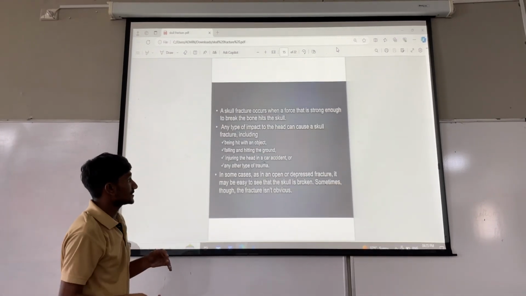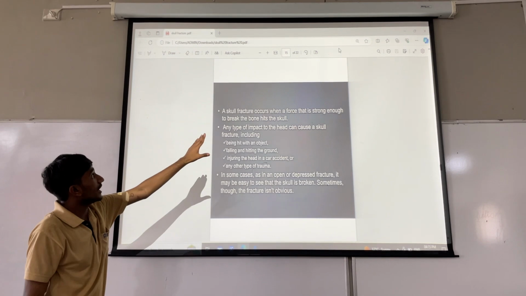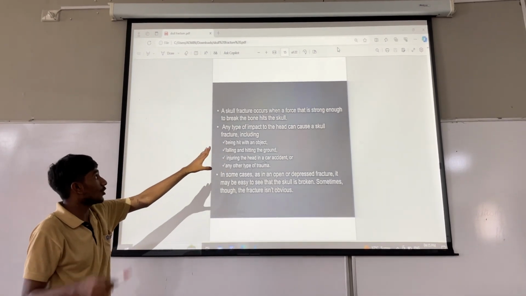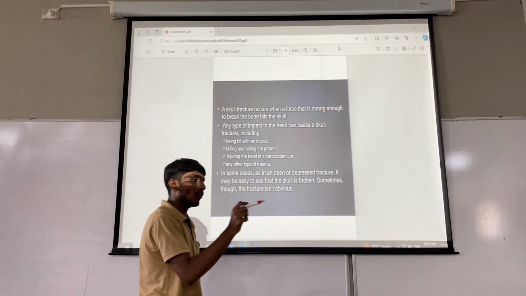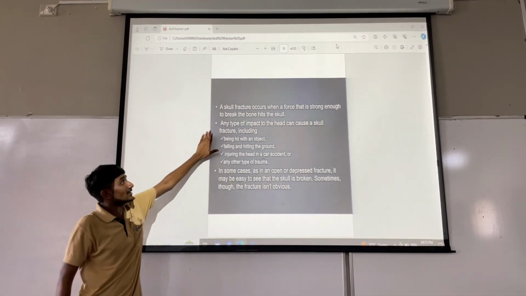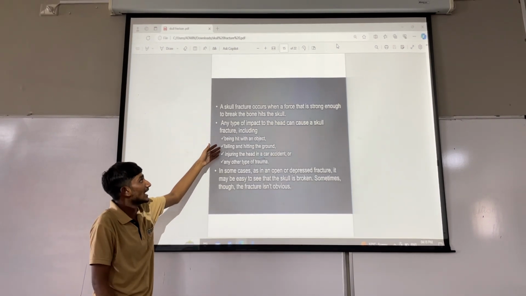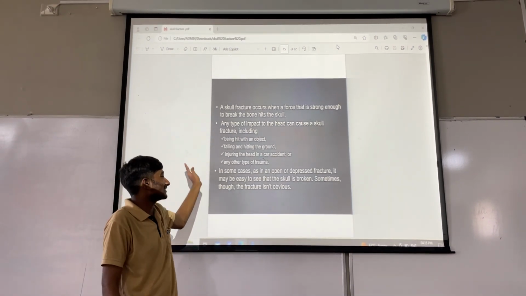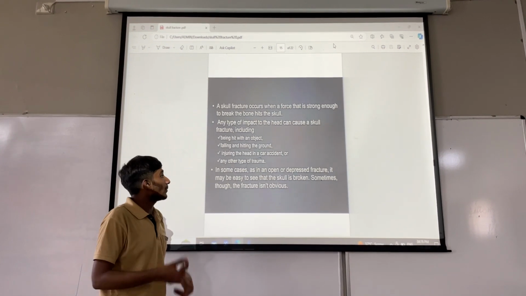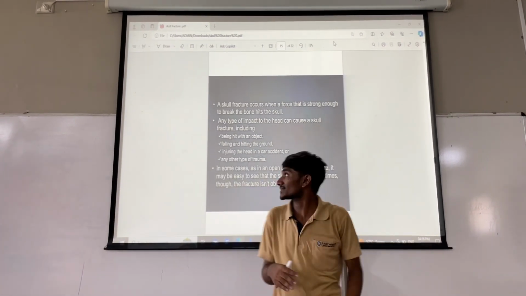Then causes of skull fracture. What are the causes that lead to a skull fracture? A skull fracture occurs when a force is strong enough to break the bone of the skull. Causes include a beating, being hit by an object, falling and hitting the ground, injuring the head, a road traffic accident, or any other type of trauma. Open and depressed fractures depend on the various types of force.